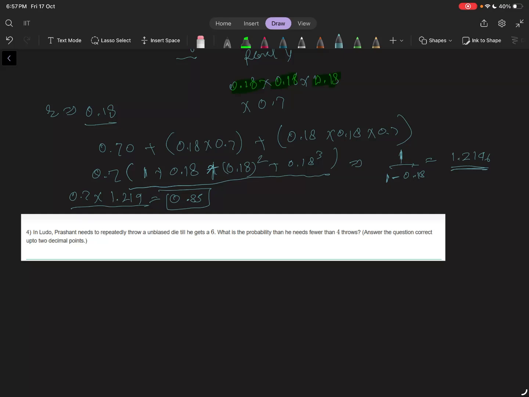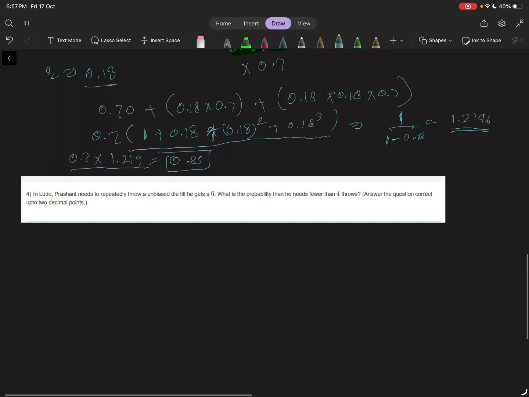Now coming to the very last question that we have here. In Ludo, it's a game, Prashant needs to repeatedly throw an unbiased die till he gets a 6. What is the probability that he needs fewer than 4 throws? Okay, very simple question. So Prashant keeps throwing a die until he gets a 6. What is the probability that he gets a 6 in less than 4 throws? Which means he can get a 6 in throw 1, throw 2, throw 3, throw 4. Not 4, because he needs to get it under 4.